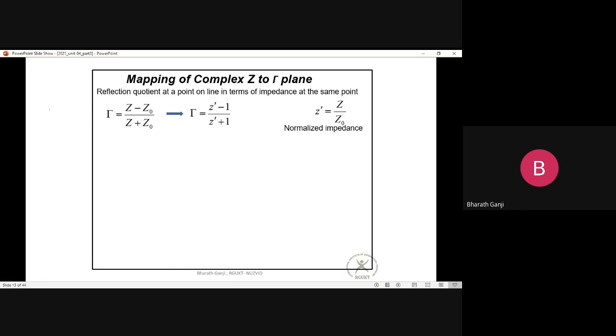If I take Z naught common in the numerator and denominator, I can see that the reflection coefficient is nothing but Z dash minus 1 by Z dash plus 1. That is the reflection coefficient expressed in normalized impedance. Because we are going to deal with the normalized impedance in our analysis, whenever you find the reflection coefficient and from the Smith chart you find the value of load, once you get the value of load, you need to multiply it with Z naught, because the one-to-one correspondence which we are going to have is between the complex tau plane and the Z dash.